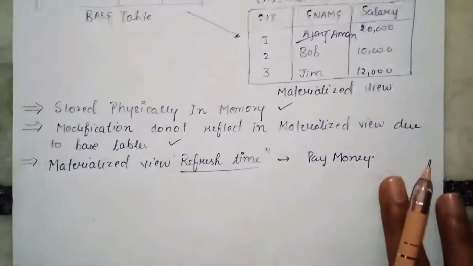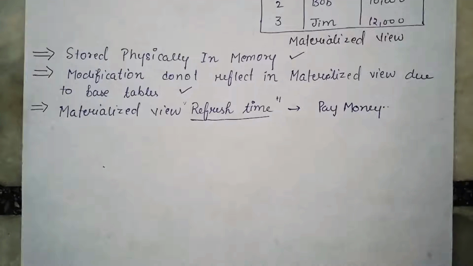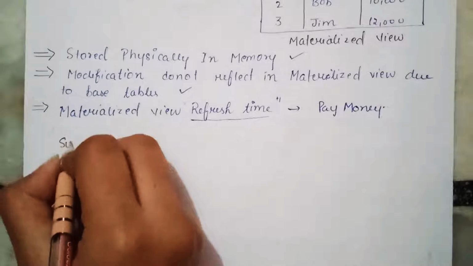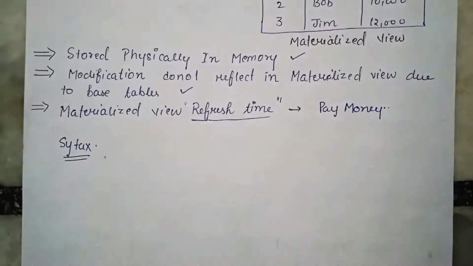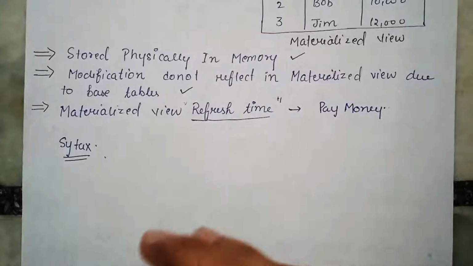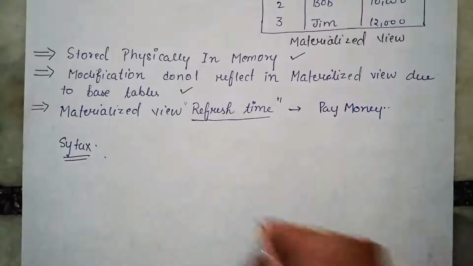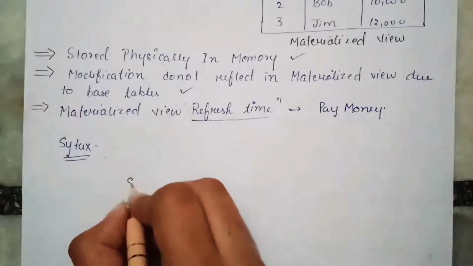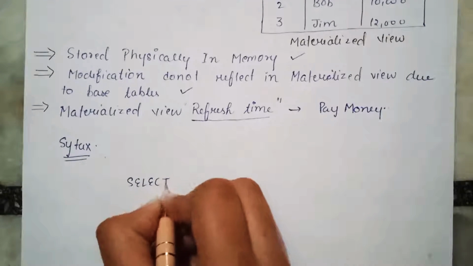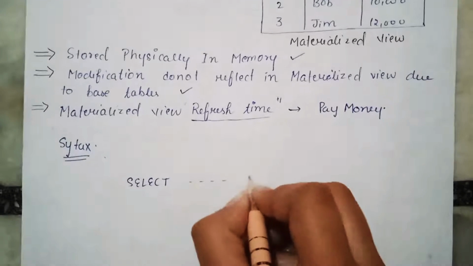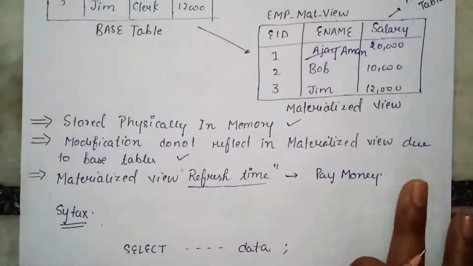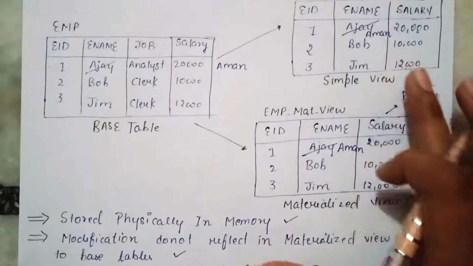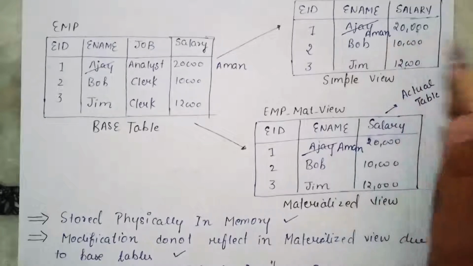Now if we want to know the syntax of creating a materialized view, it is basically the same as creating a simple view or join views. We just need to change the name of the view to materialized view. So what is the syntax? Firstly, select the data, whatever data you want. Let's say while creating this materialized view, we want employee id, employee name, and salary from the input table.